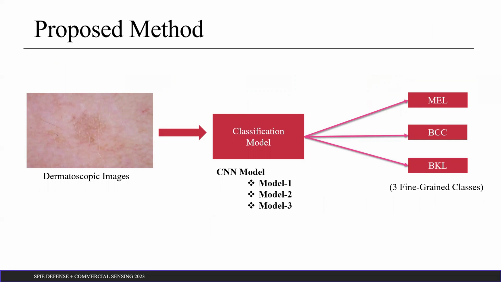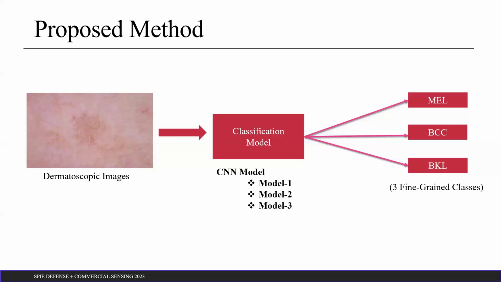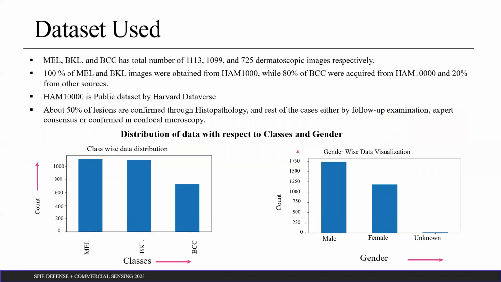And we are building three models right now. The first model will be taken from a reference paper, and then we are building model 2 and model 3. If we talk about the dataset that we are using, it is the HAM10000 dataset from the Harvard Dataverse, and it is an open dataset.